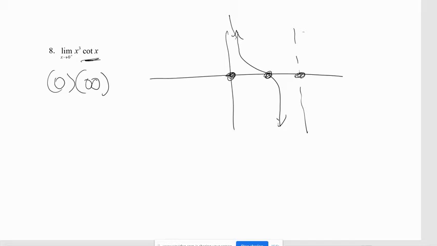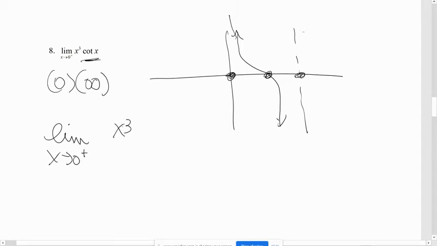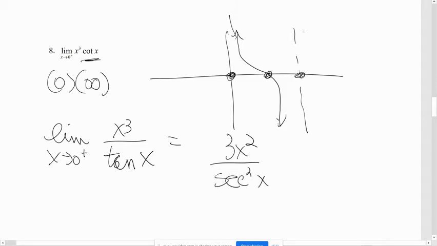Now the problem here, or another problem, is in order to do L'Hopital's, I have to have a fraction. And I don't have a fraction here. But I could rewrite this as the limit as x approaches 0 from the right of x cubed over tan x, because that's essentially 1 over tangent x, which is the same as cotangent x. And then I can take the derivative of the top, which would be 3x squared, and the derivative of the bottom, which is secant squared x. And then plug in 0.